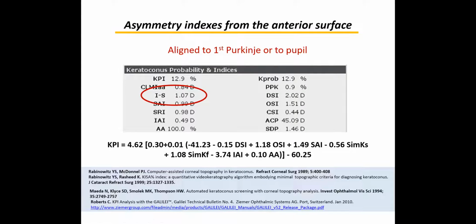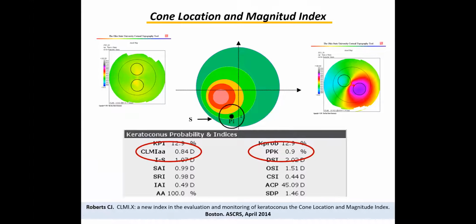So in the Galilei, aligned to the first Purkinje or to the pupil, we have a Rabinovitz index, a KPI and K-prof, keratoconus prediction index or keratoconus probability. The KPI is a soup of letters, a bunch of indices forming the KPI, and the limit should be around 20%.